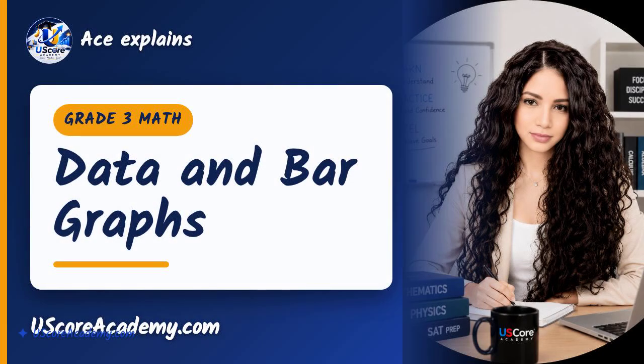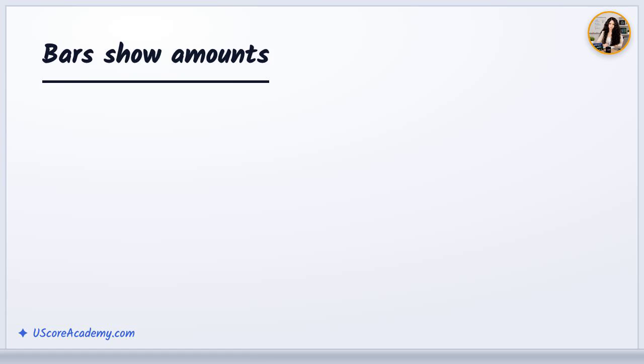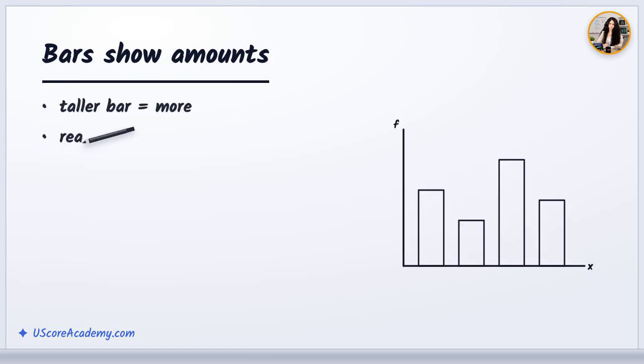Let's learn data and bar graphs together, step by step. A bar graph shows data using bars of different heights. The taller a bar is, the bigger its amount. To read it, follow the top of a bar across to the scale on the side and read the number.